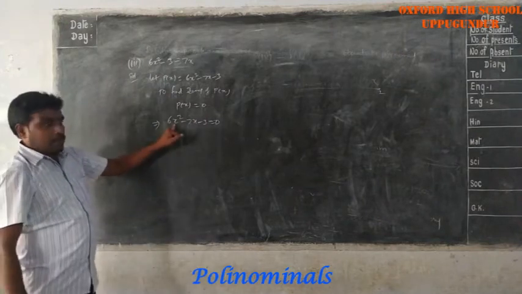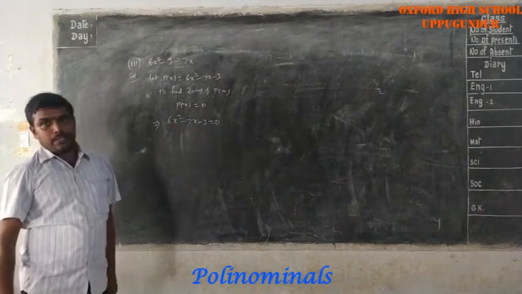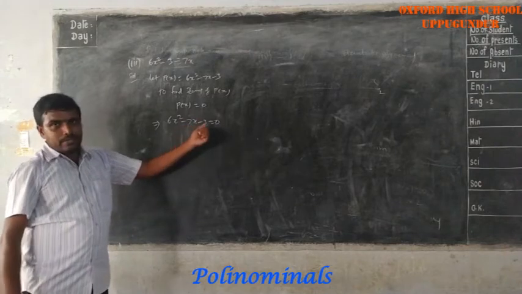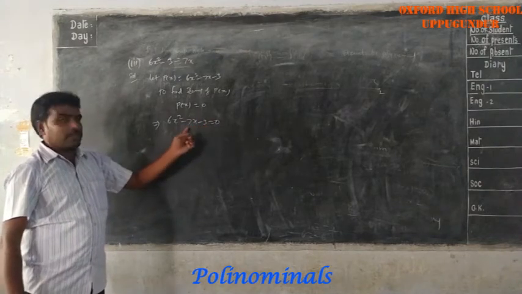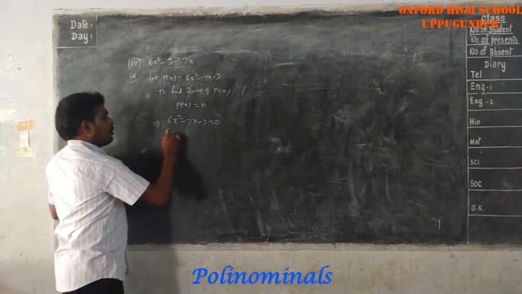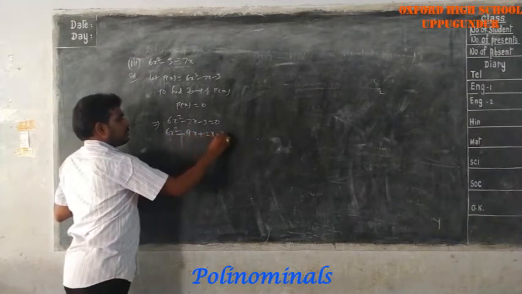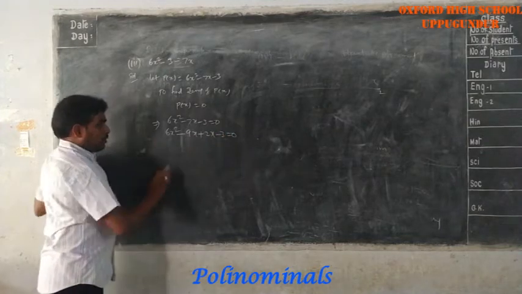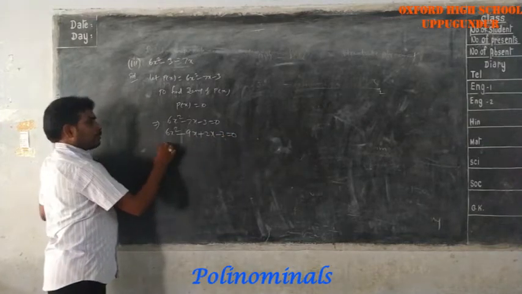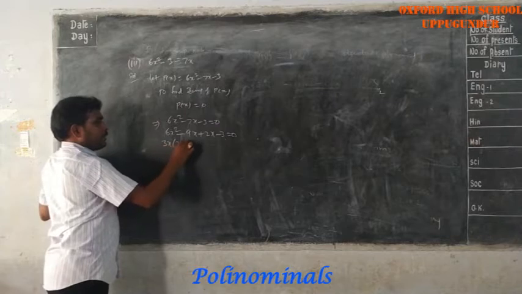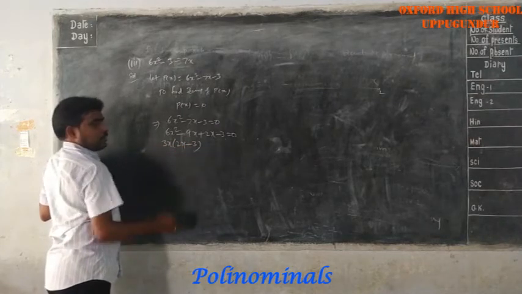So here, x square coefficient and constant: 6 3s are 18. You have to get 7 here. Factors of 18: 9 2s are 18. 9 minus 2 is 7. So 6x square minus 9x plus 2x minus 3 equal to 0. In these two, 3 is common and x also common. So 3x into 2x minus 3.